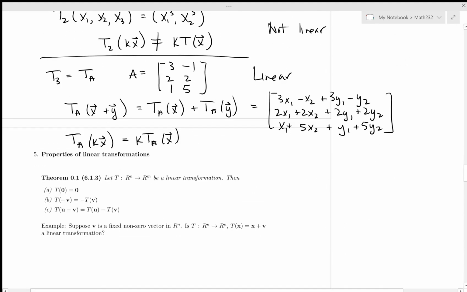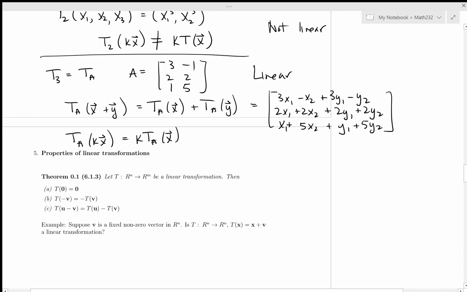Matrix transformations are linear. Given that definition of what it means to be linear, we also then have these conditions here. They follow directly from the definition. The transformation applied to the zero vector gives you the zero vector. The transformation applied to minus a vector gives you minus the transformation applied to the vector. That's k equals -1. And then this is a combination of the sum with a constant of -1. So those just follow directly.